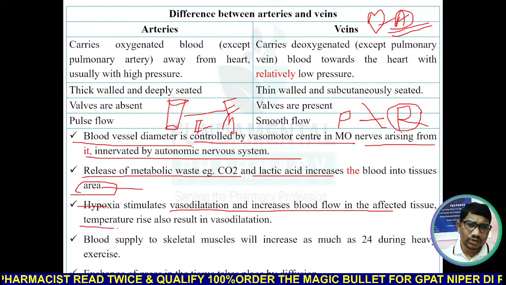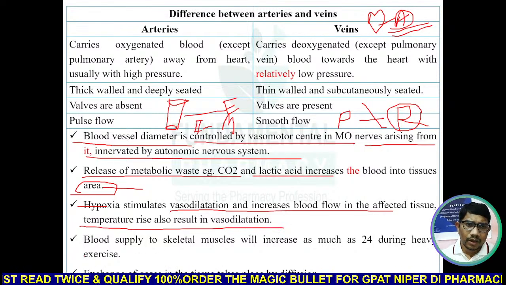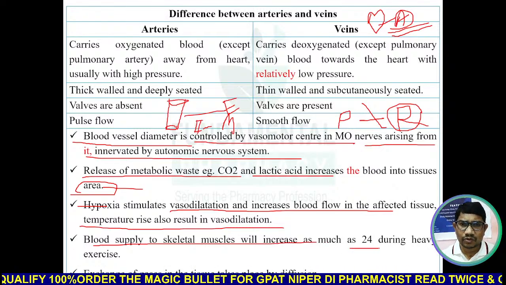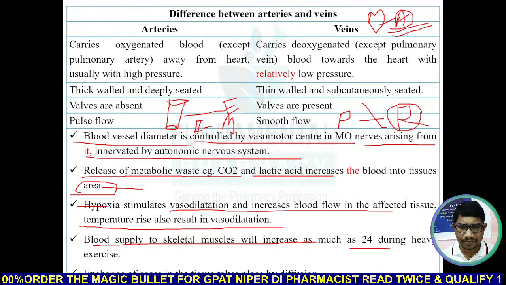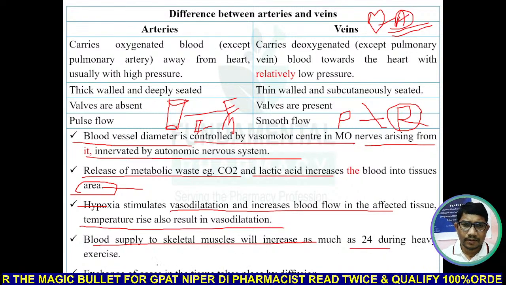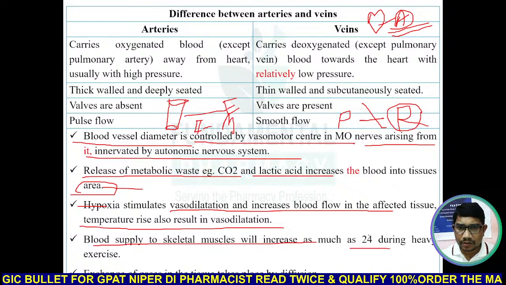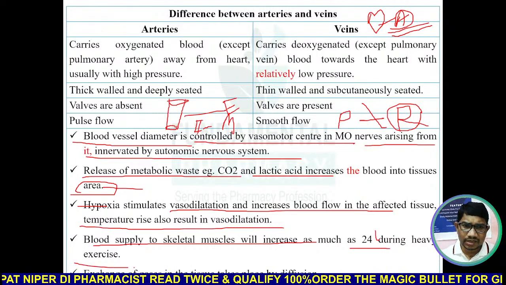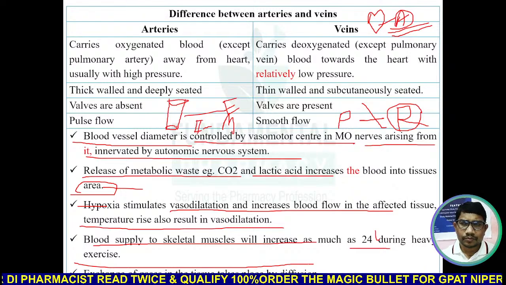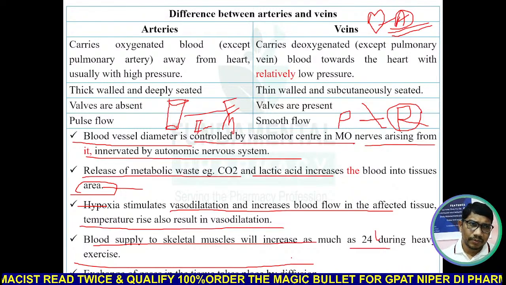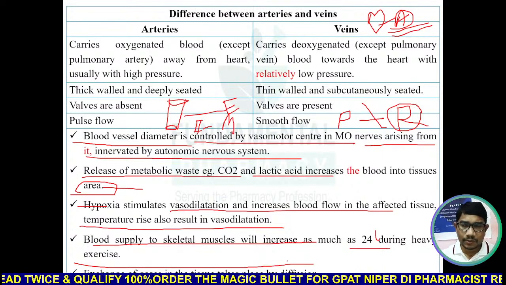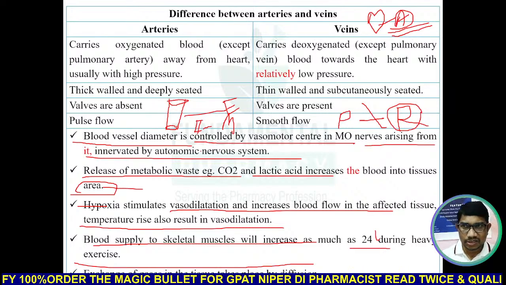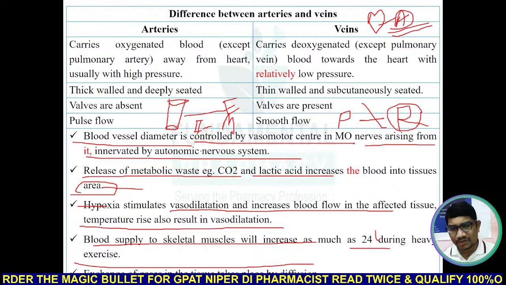Temperature, an increase in temperature, also causes vasodilation. Blood supply to the skeletal muscle will be increased as much as 24 liters during heavy exercise. इन लीटर होता है 24 लीटर. Exchange of gases takes place in the tissue by diffusion, between the cells, tissues and blood. Exchange of nutrients takes place by osmosis. Okay. Now blood vessels we have completed.